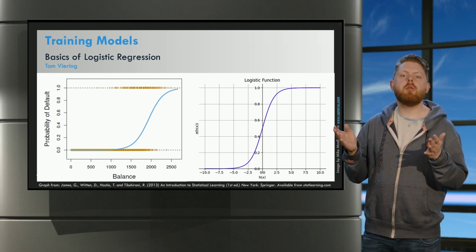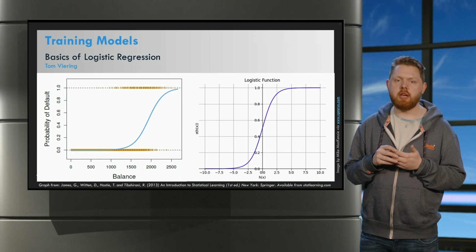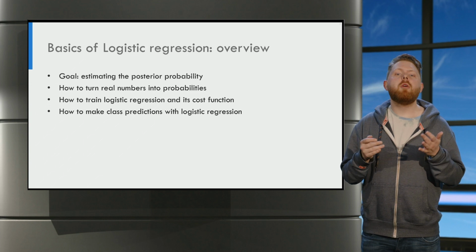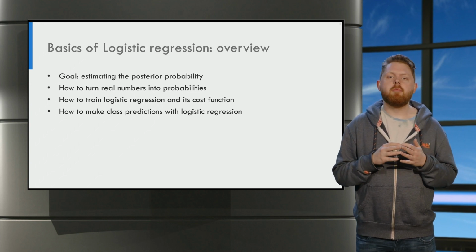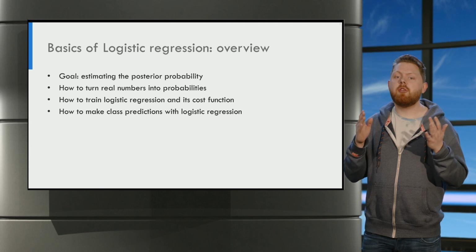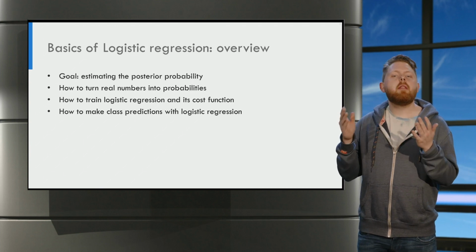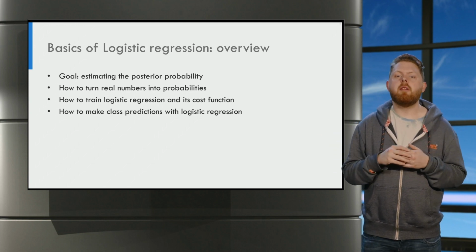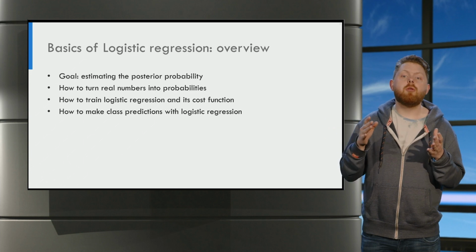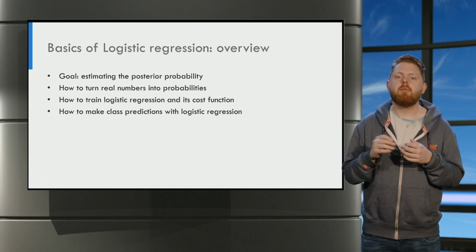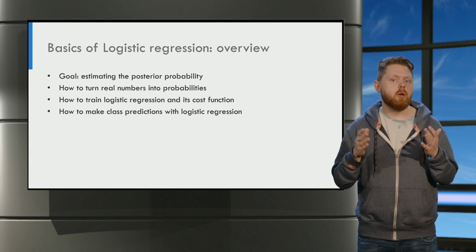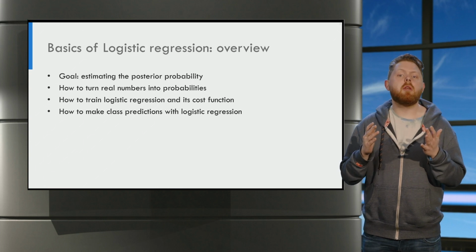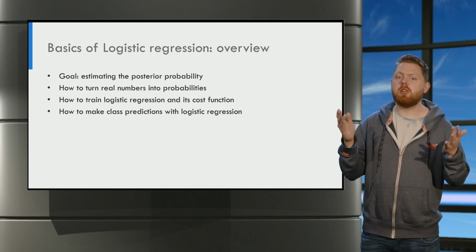In this video, we're going to talk about the basics of logistic regression. First, let's start with an overview. We start with the goal of logistic regression. That is to estimate the posterior probability. To get to these estimates, we will discuss how to turn real numbers into probabilities. That will lead us to the cost function of logistic regression. And we discuss how to train this model with stochastic gradient descent. Finally, we talk about how to make predictions with logistic regression.